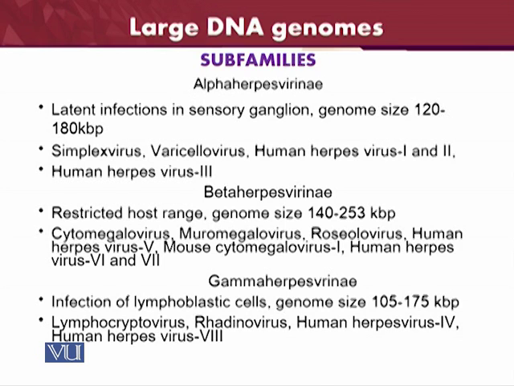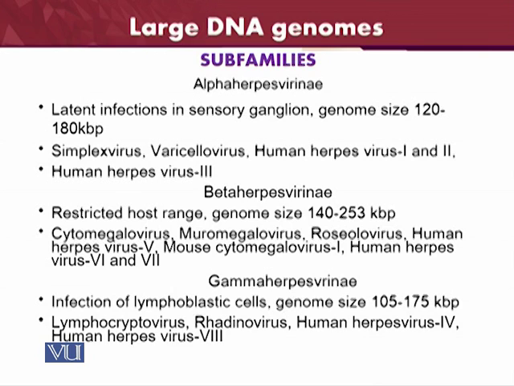As we have already studied, herpes viruses will have a complicated genome because they are infecting mammals and human beings. Beta herpesviridae have a restricted host range. Their host range is very small as compared to the alpha herpesviridae. And genomic size is a little bit bigger than the alpha, 140 to 253. Cytomegalovirus are the examples. Then muromegalovirus, roseolovirus, and similarly human herpes virus 5, 6, and 7 are the examples which are contained in the beta herpesviridae family.